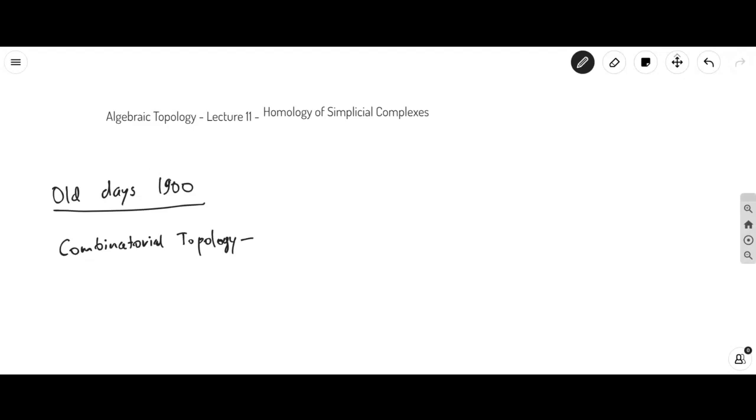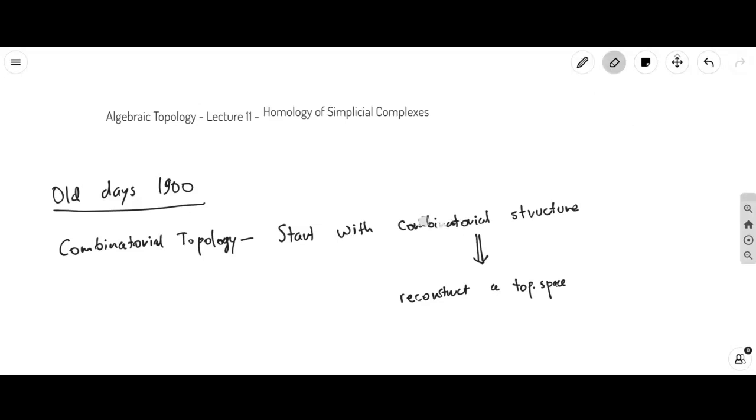So what is combinatorial topology? Basically, the way it works is that you start with something that's combinatorial. So you have a finite amount of data with a combinatorial structure. And then from that one, you reconstruct a topological space. The modern approach is to completely skip this and just go to the topological space. But in the old days, that's what you would do.